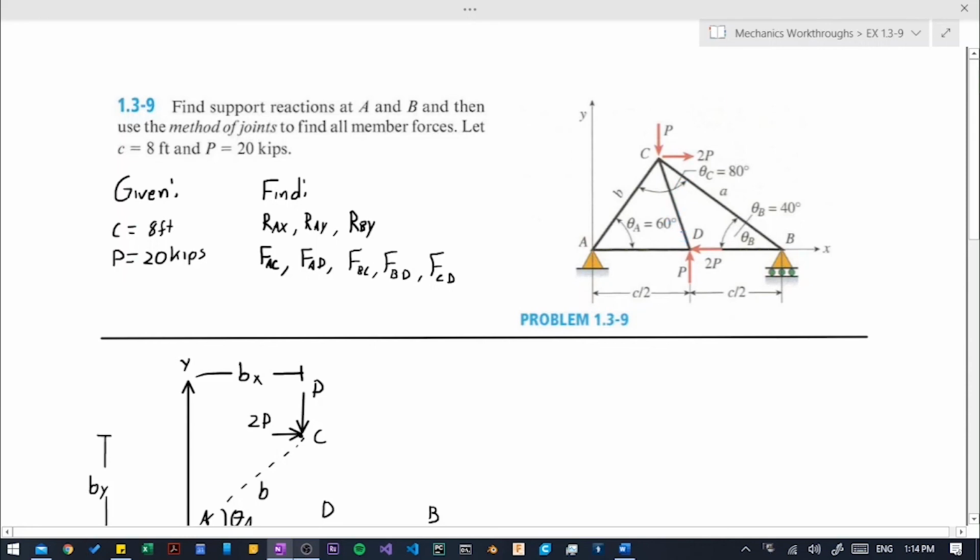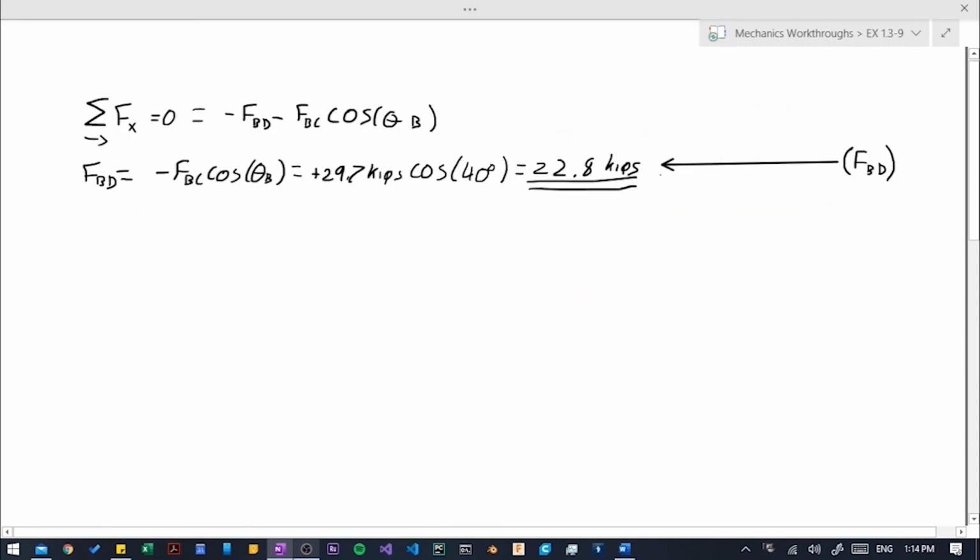However, we will need this angle right here to be able to find our member force's X and Y components. I'm going to call this angle theta D. And so we will need to figure out what that angle is. To do this, we can consider this triangle right here. Let's go ahead and draw that. This triangle is between point A, C, and D.